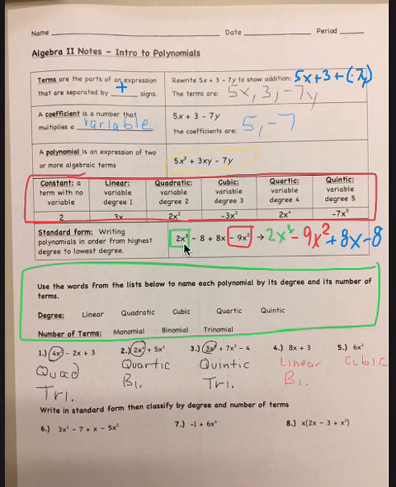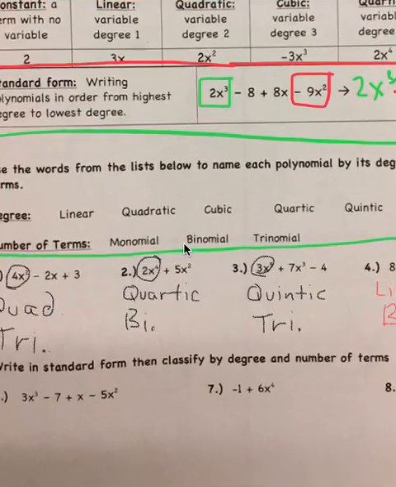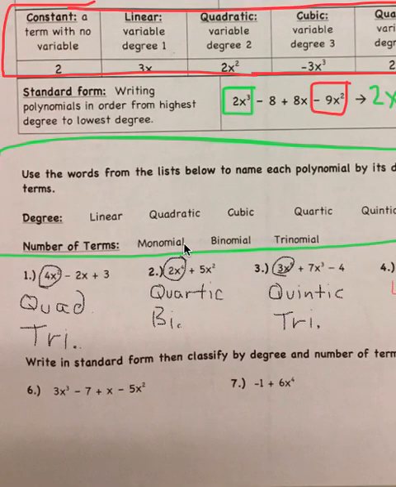And one term is just a monomial. Alright, so we can see we have a quadratic, a quartic, a quintic, a linear, and a cubic. We had all 5 different ones. So now we have to write in standard form, then classify by degree. So remember, standard form means decreasing order of degree.